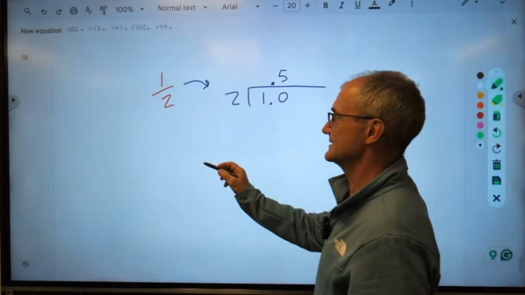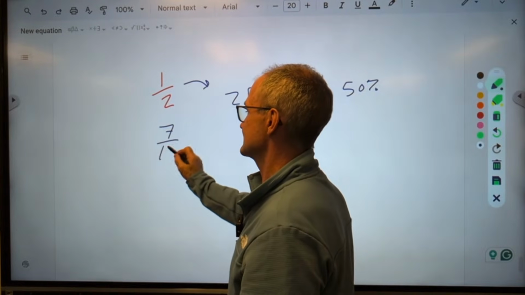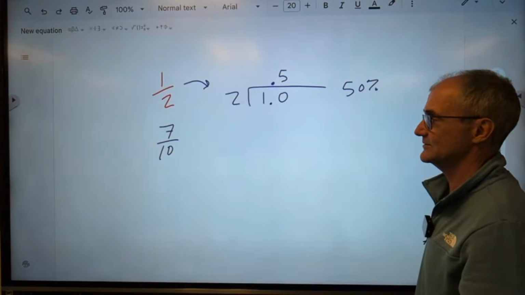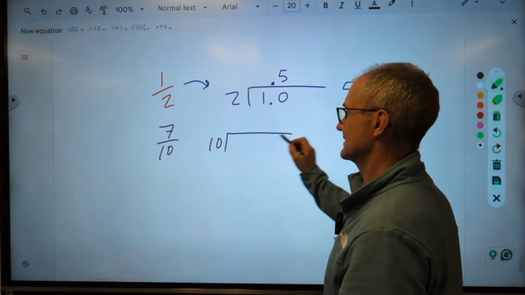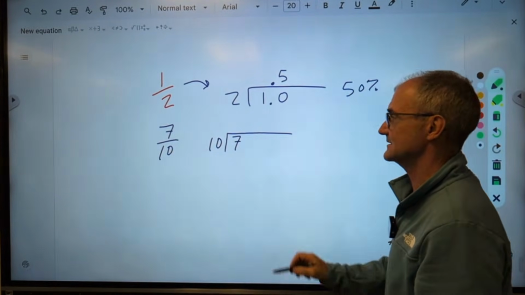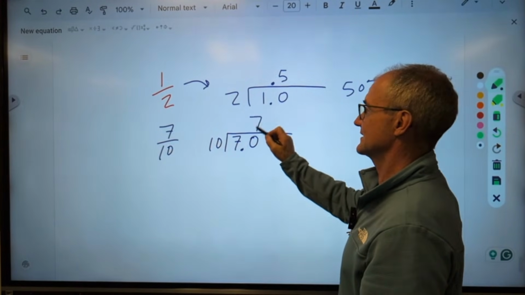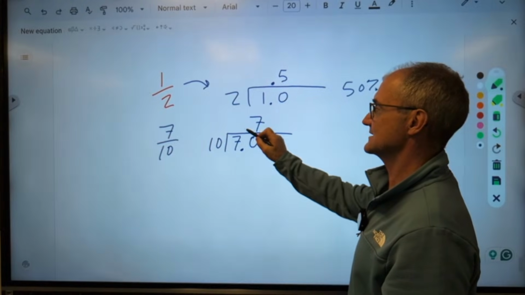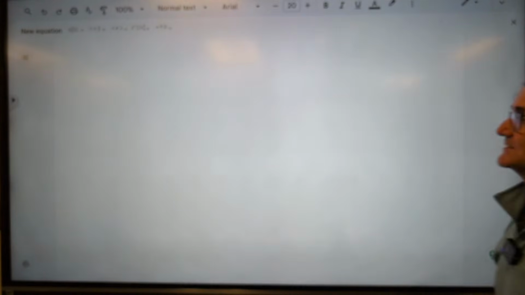So if I had, say, convert 7/10 into a decimal, fraction falls over, I'm saying how many times does 10 go into 7? It doesn't. How many times does 10 go into 70? It goes in there 7 times. Decimal comes straight up. Okay, so there are a couple of easy ones. We'll take those ideas and do some harder ones now.